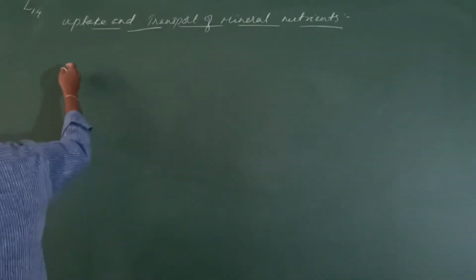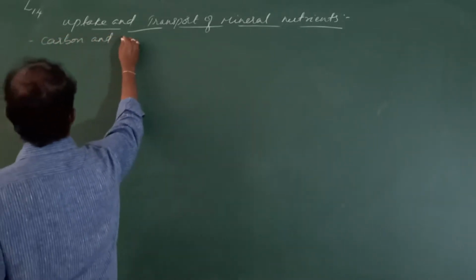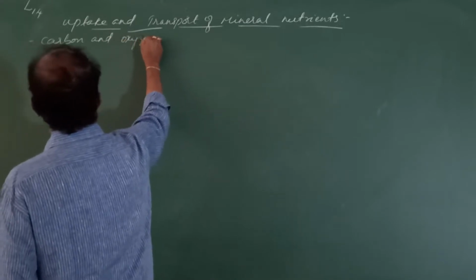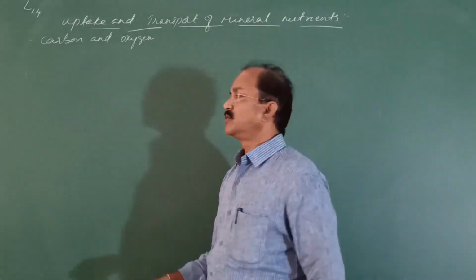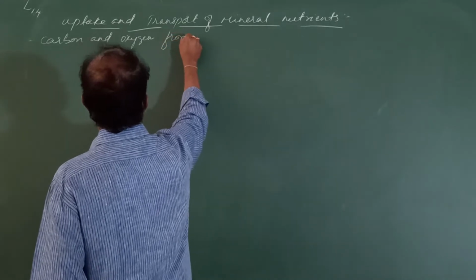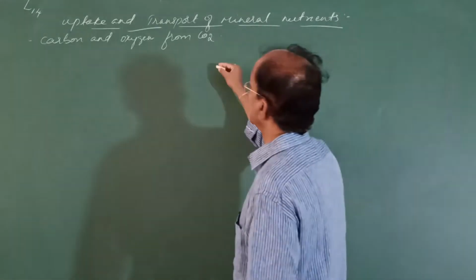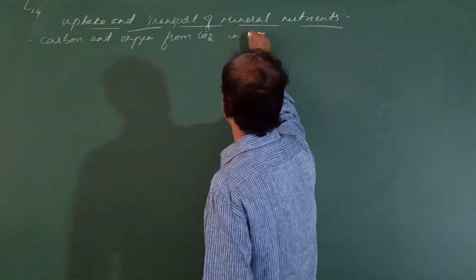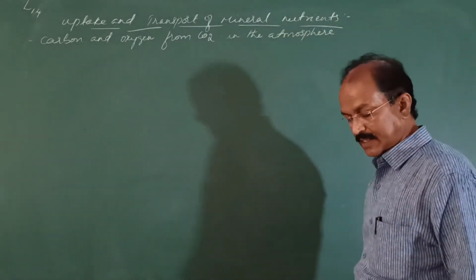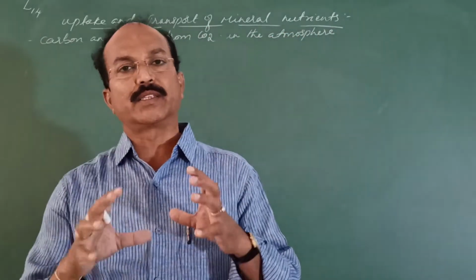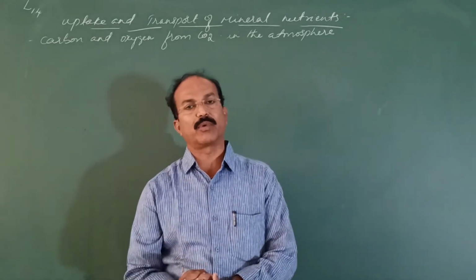So continuing that part, the carbon and oxygen, the plant absorbs from CO2. CO2 is present where? In the atmosphere. So the carbon dioxide that is present in the atmosphere is absorbed by the plant. When the stomata are open, the diffusion of the carbon dioxide occurs.